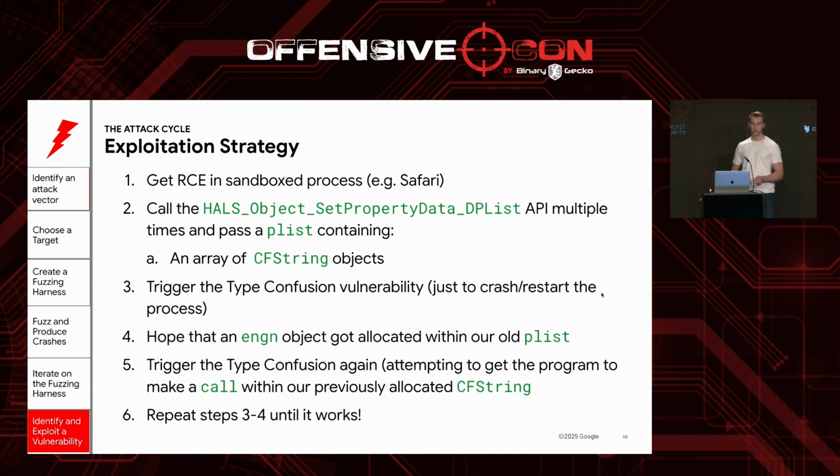And then we will trigger the type confusion again, attempting to get the program to make a call with our previously allocated CF string. This is definitely not deterministic, so we're going to need to repeat steps 3 and 4 until it works. But since we're a local attacker, we kind of have as many tries as we need here.